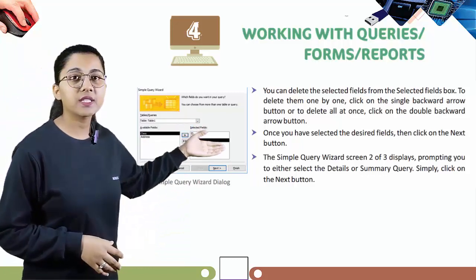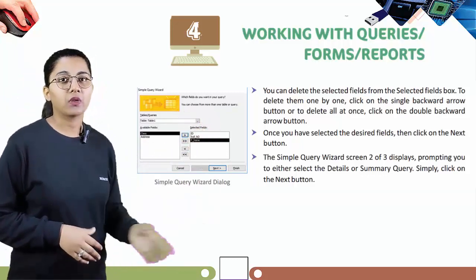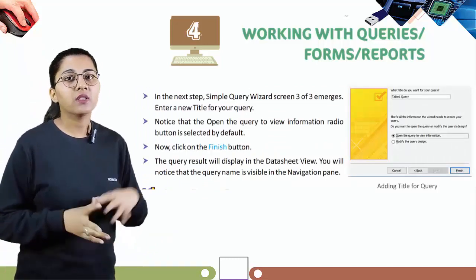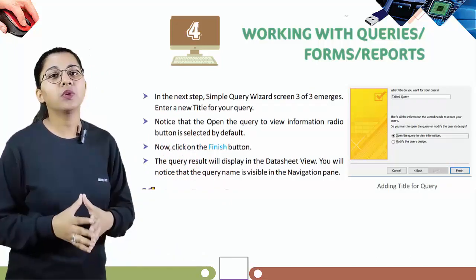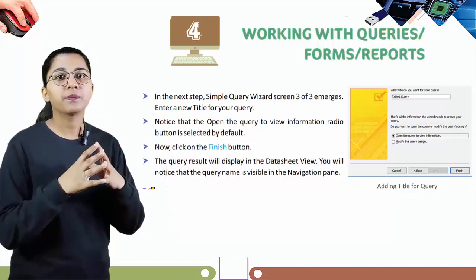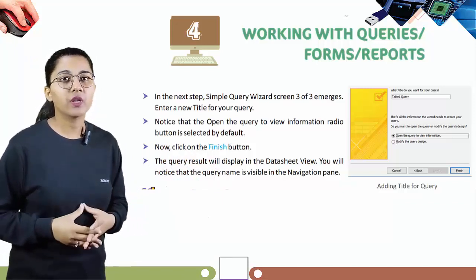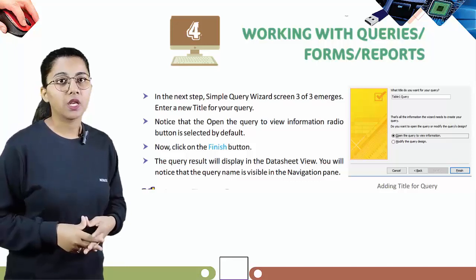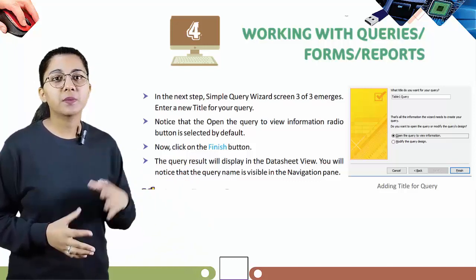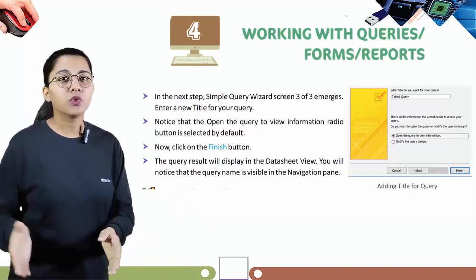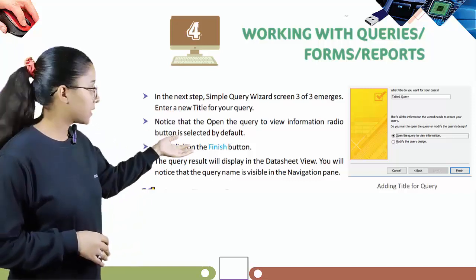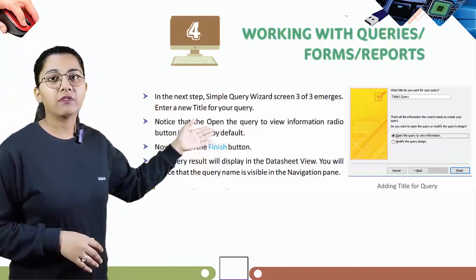Here you can see the interface of the Simple Query Wizard dialog. In the next step, Simple Query Wizard screen 3 of 3 appears. Enter a new title for your query. Now, notice that the Open the query to view information radio button is selected by default. Now, click on the Finish button. Then the query result will display in the datasheet view. You will notice that the query name is visible in the Navigation Pane. Here you can see the interface of adding a title for the query.